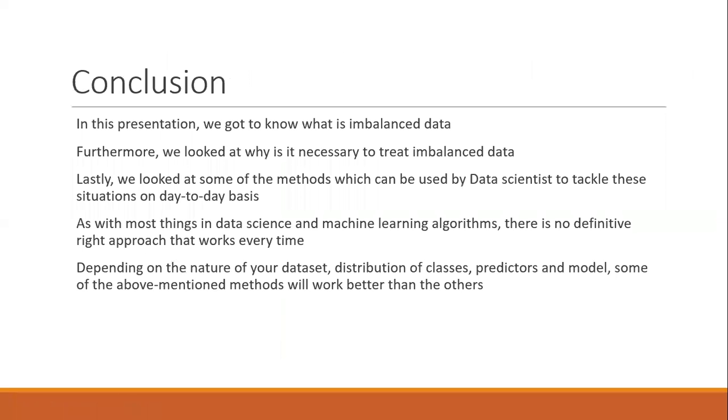So in summary, in this presentation, we got to know what is imbalanced data. Furthermore, we looked at why it is necessary to treat imbalanced data. Lastly, we looked at some of the methods which can be used by data scientists to tackle these situations on a day-to-day basis. As with most things in data science and machine learning algorithms, there is no definitive right approach that works every time. Depending on the nature of your data set, distribution of classes, predictors, and models, some of the above mentioned methods will work better than the others.